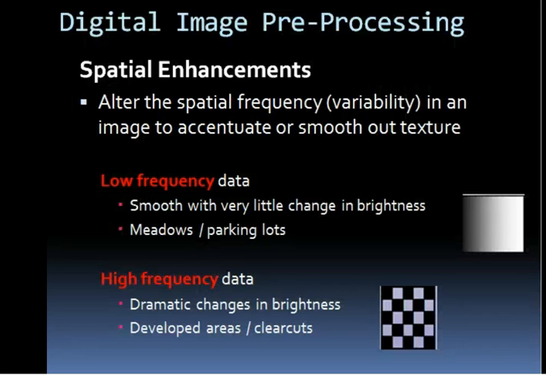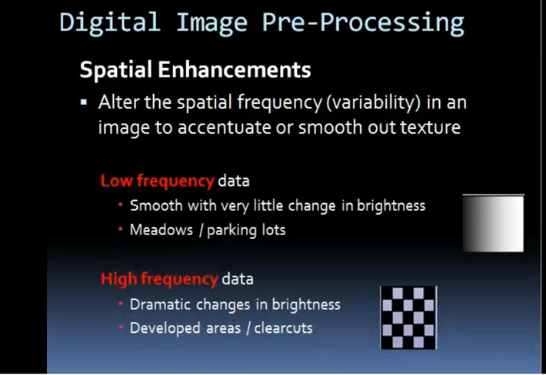In addition to spectral enhancements, we can also do spatial enhancements, which are essentially trying to alter how much variability or contrast there is in an image to accomplish one of two things: to either smooth out the image, or we can actually try to sharpen the distinction between features. And we refer to these as either a low frequency or a high frequency adjustment. And we'll see filters called low pass filters and high pass filters.